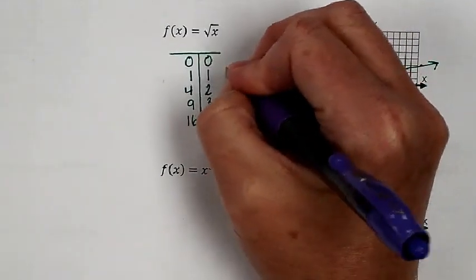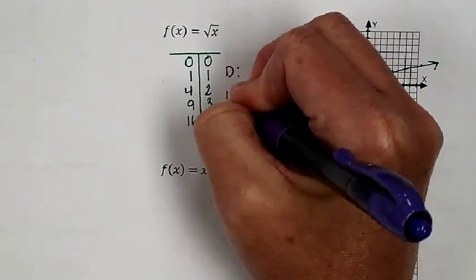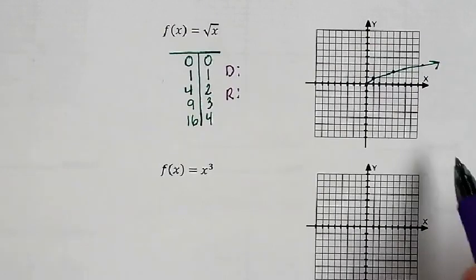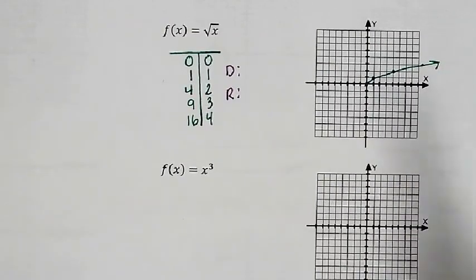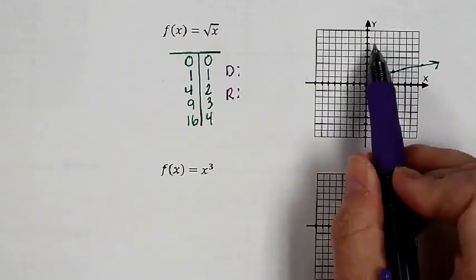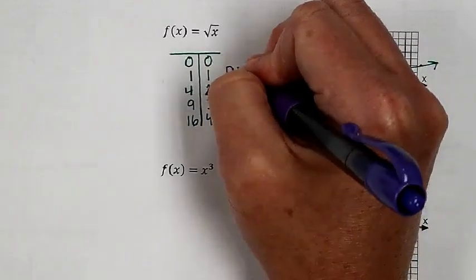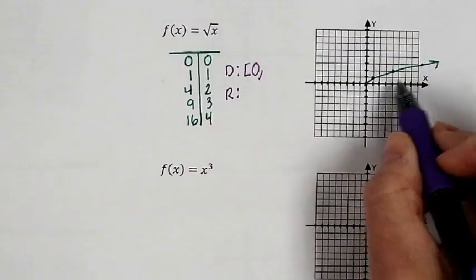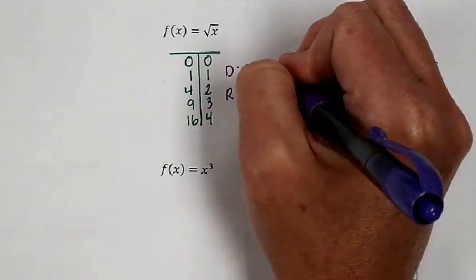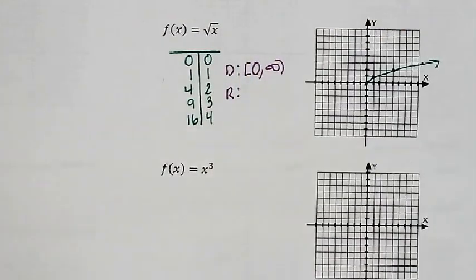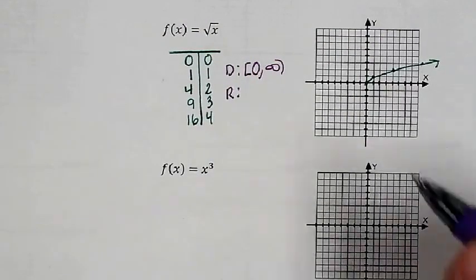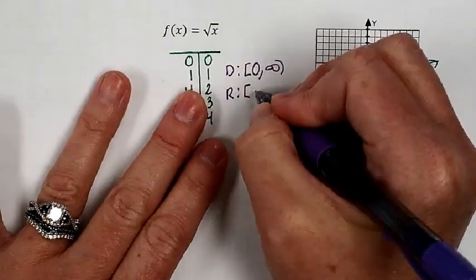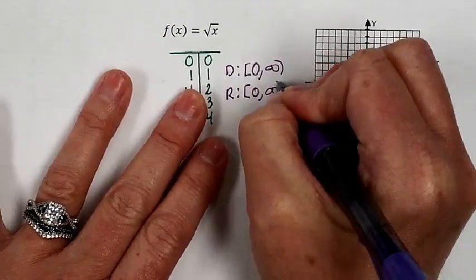Alright, domain and range. So remember, domain is your x. My least x is 0. We're using 0, so bracket. And the arrow goes all the way out, so 0 to infinity. And then my range, 0 to infinity as well.